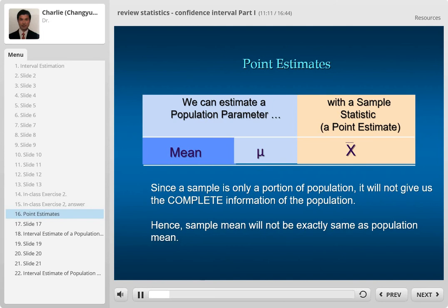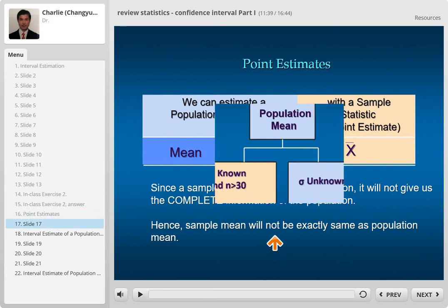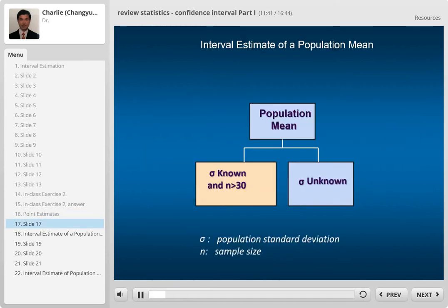Now we're ready to do the point estimate. Remember that we try to estimate the population parameter mean mu, which we do not know. So we use a sample mean x bar to estimate mu. Since a sample is only a portion of the population, it will not give us the complete information of the population. Hence, the sample mean will not be exactly the same as the population mean. So we're going to do interval estimate of a population mean. There are two different scenarios. We're going to introduce them one by one.